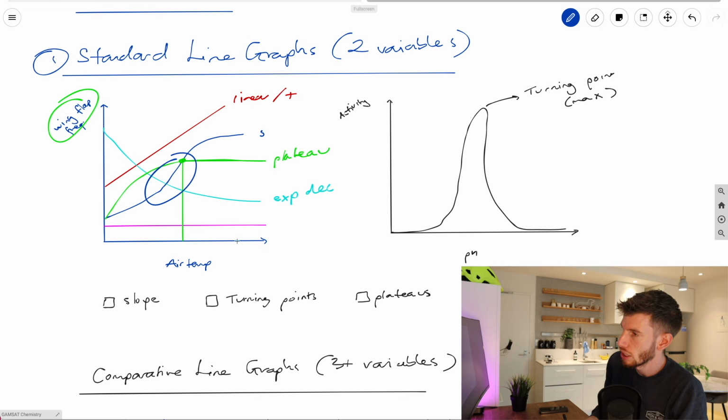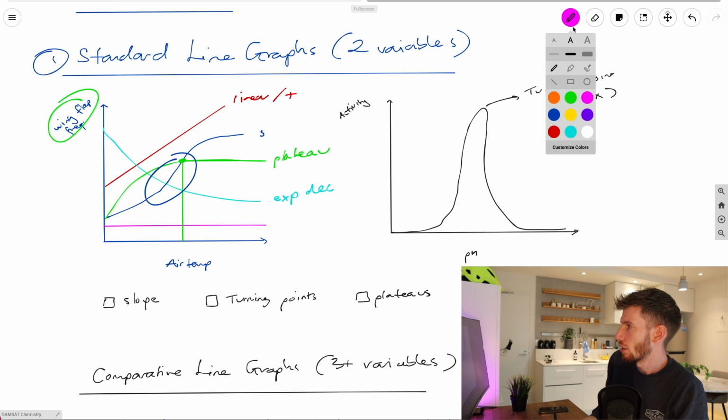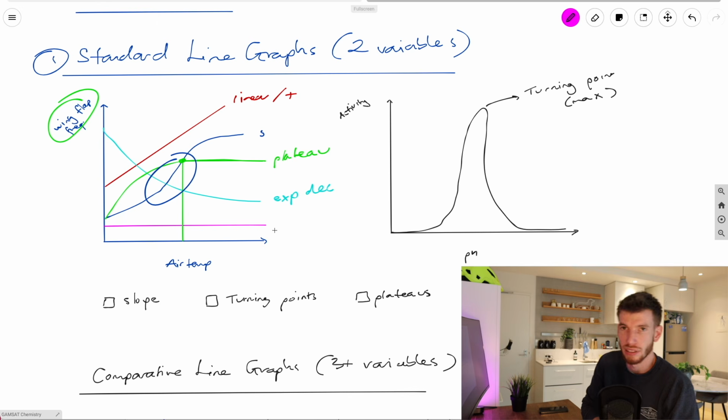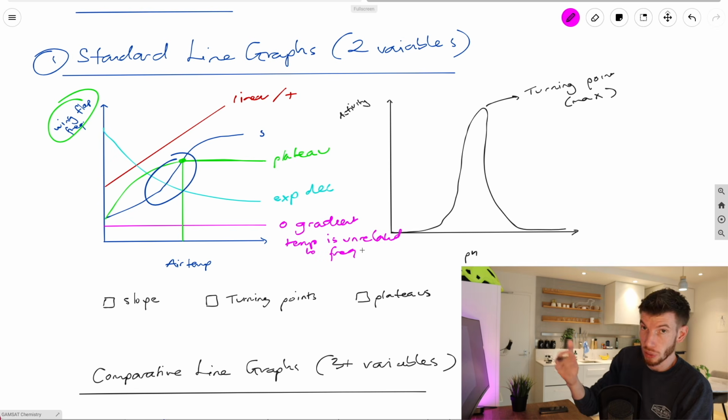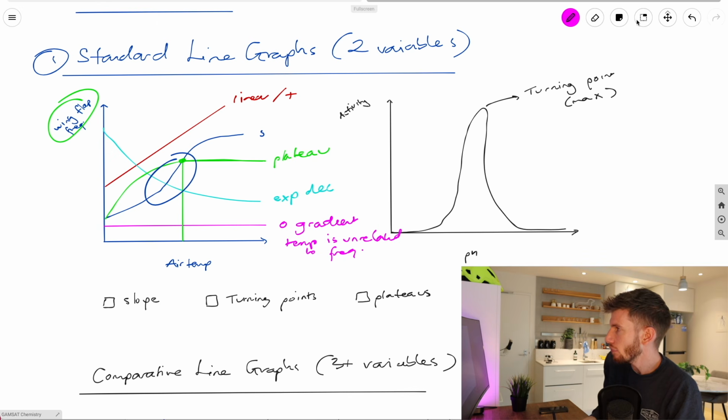So that's our S-curve. And then the pink one means that it's completely unaffected by air temperature, right? There's no gradient. The gradient is 0. So that means that the wing flap frequency remained constant regardless of the fluctuation in air temp. So that is, we'll just say 0 gradient, which we can then assume means that temp is unrelated to frequency for that particular species or that particular graph.